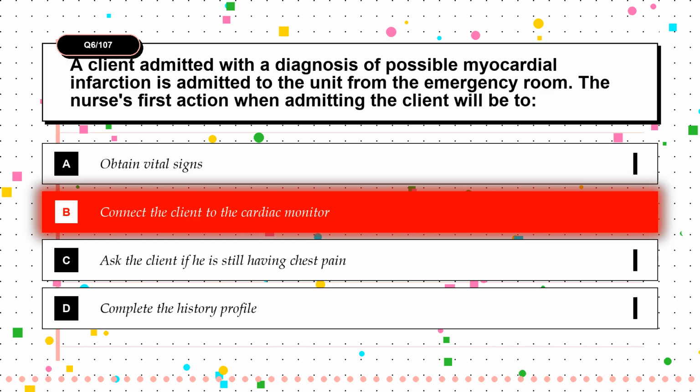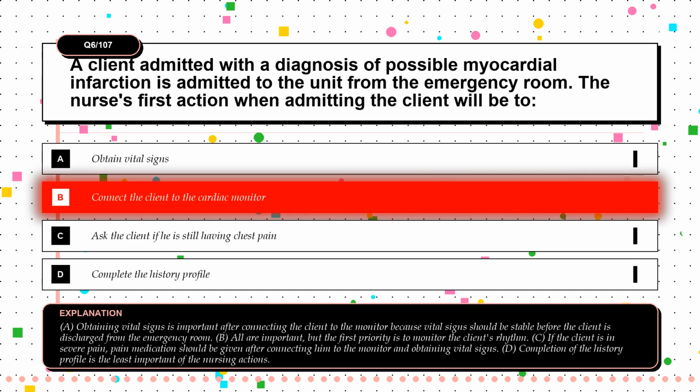The correct answer is option B. Connect the client to the cardiac monitor. A. Obtaining vital signs is important after connecting the client to the monitor because vital signs should be stable before the client is discharged from the emergency room. They all are important, but the first priority is to monitor the client's rhythm. C. See if the client is in severe pain. Pain medication should be given after connecting him to the monitor and obtaining vital signs. D. Completion of the history profile is the least important of the nursing actions.